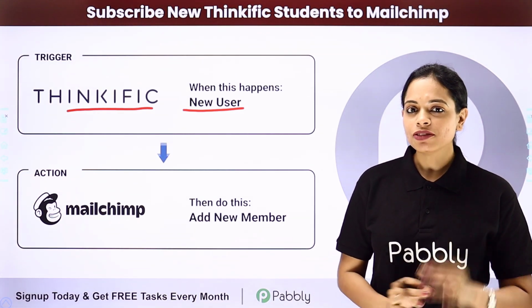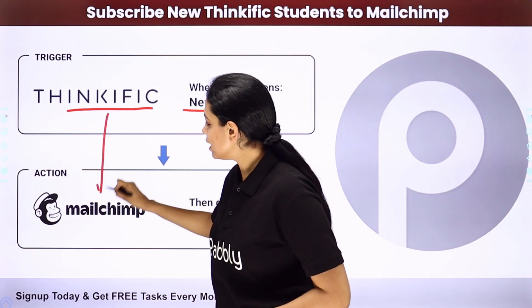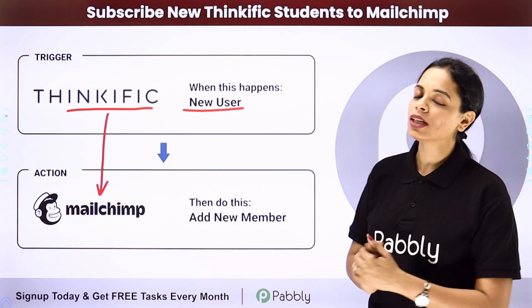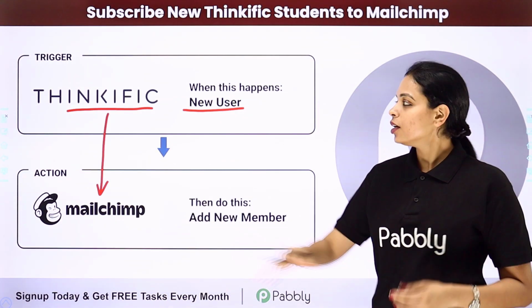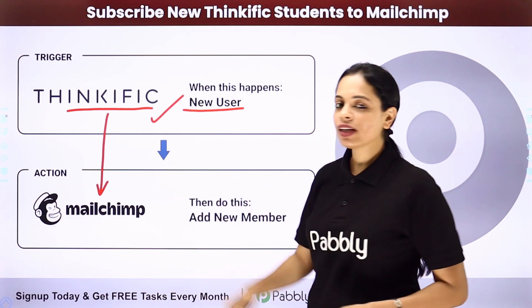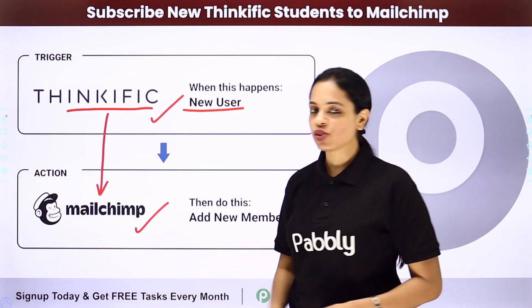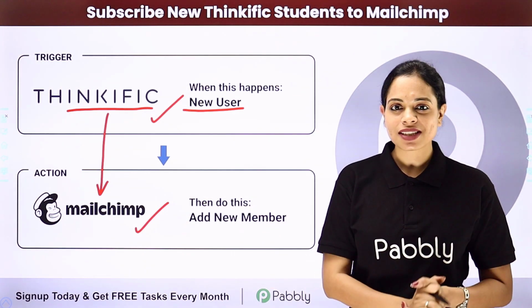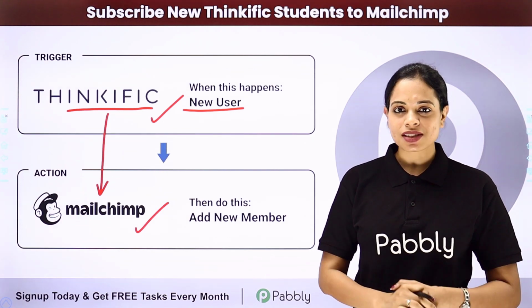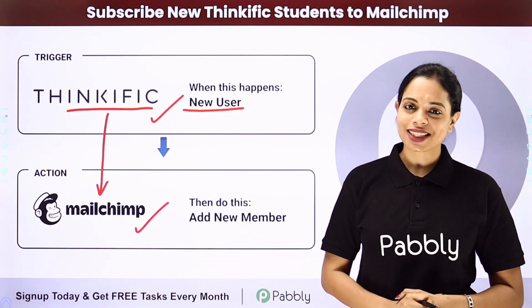Now, how can that be done? For this, you will have to integrate the two applications, and the same thing can be done using Pabbly Connect software. So here your trigger application will be Thinkific and your action application will be Mailchimp. Now, how can you do this yourself? Integrate and automate this entire process. To understand that, let me take you to my screen.